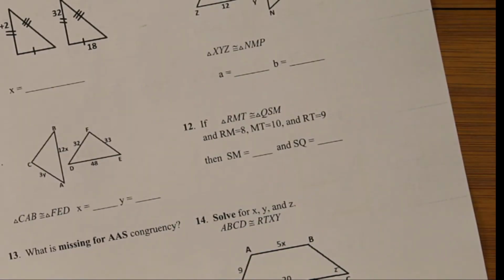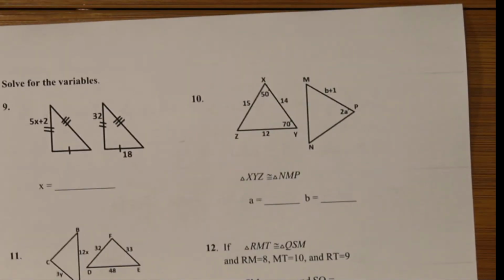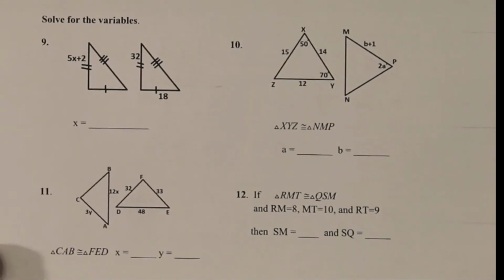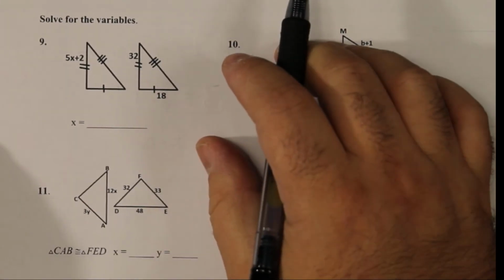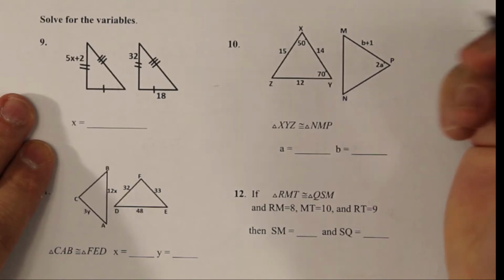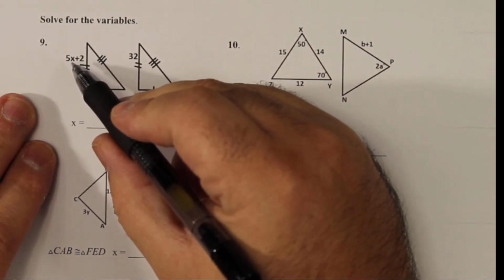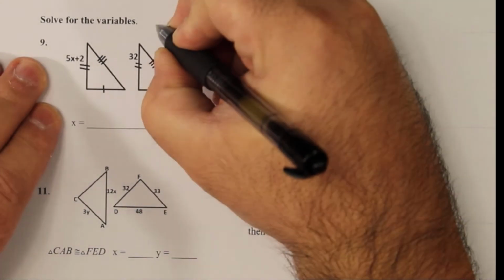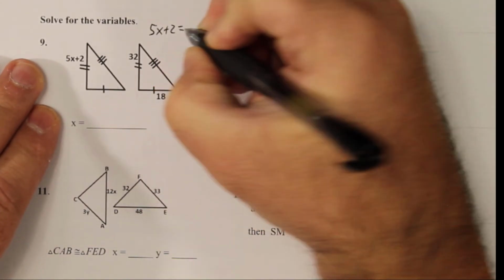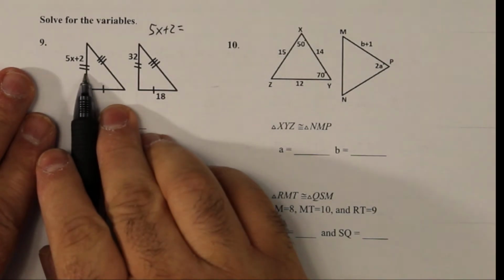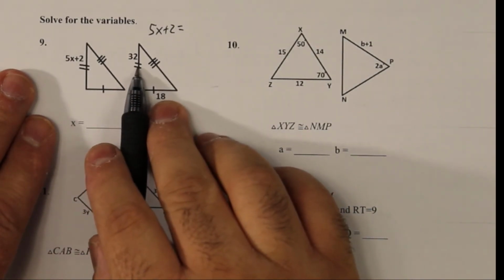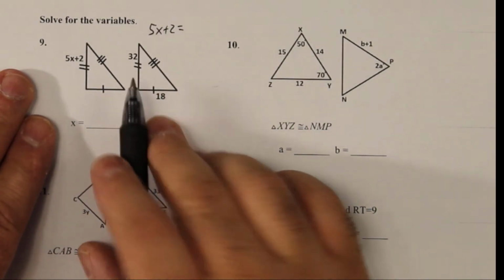Let me get my extra copies out of the way. All right, this is the back side. So on the back side, you were just solving. So you need to find which part matches to this 5x plus 2. So you already know the equation is going to have 5x plus 2 on one side. That has 2 marks. So you come to the triangle, the side that's congruent to it would be the 32.